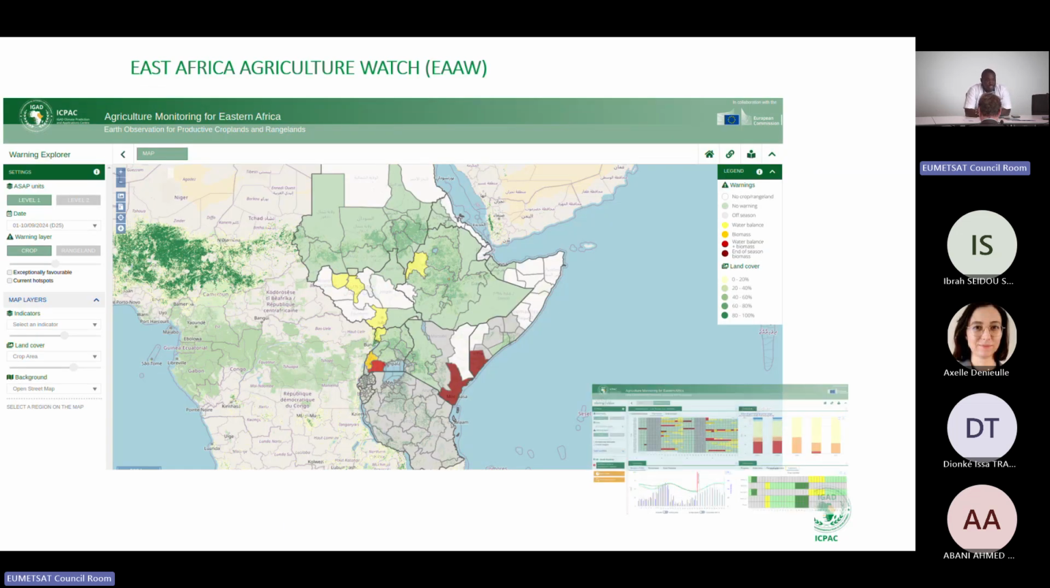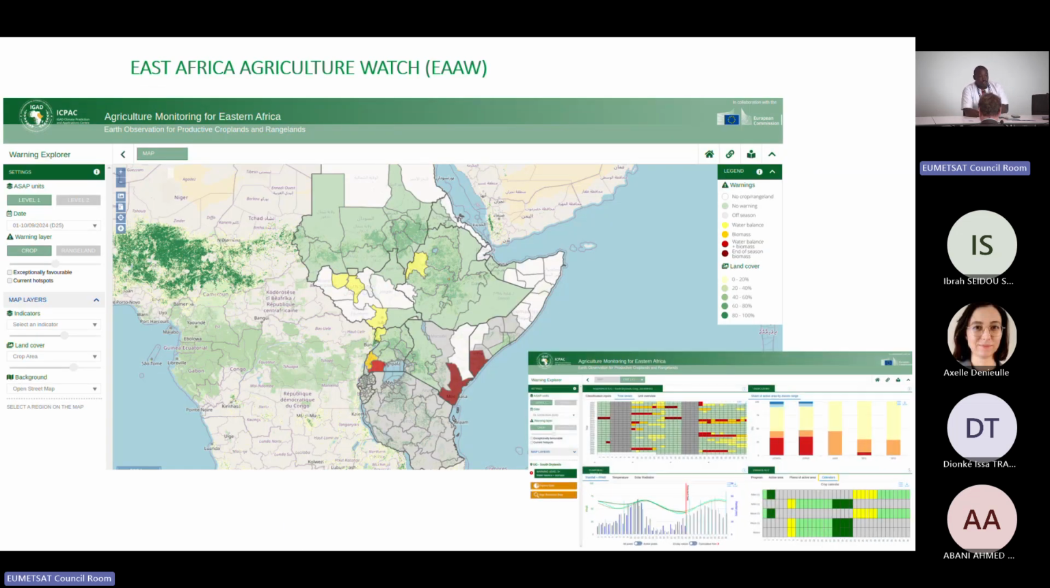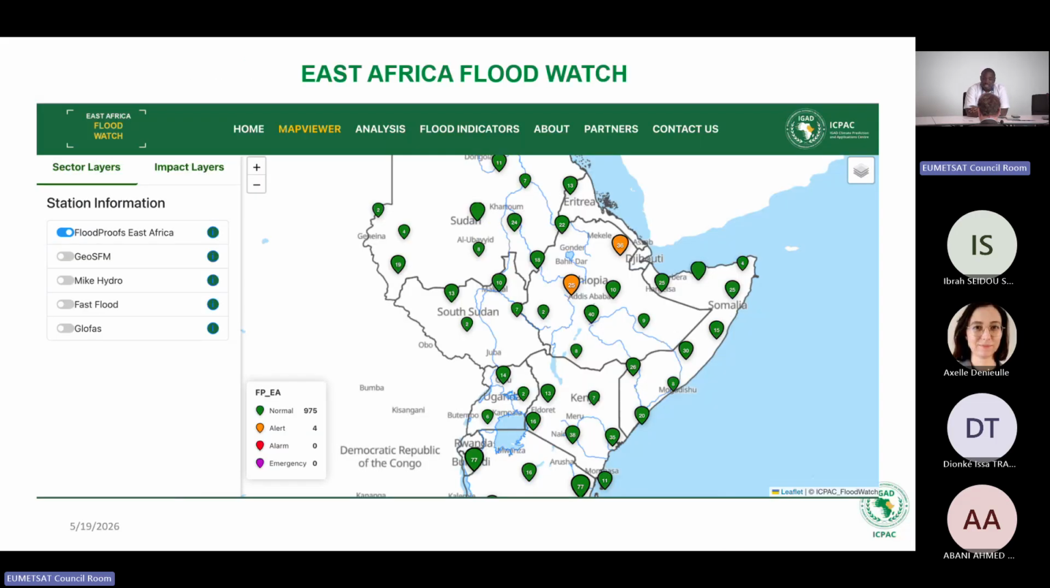We also have the East Africa Agriculture Watch. This is also using satellite-derived indicators for monitoring agricultural productivity across the croplands and rangelands of Eastern Africa. This platform was developed in conjunction with the European centers, for example, the Joint Research Center. And also within the East Africa Hazard Watch system, we also have the East Africa Flood Watch.